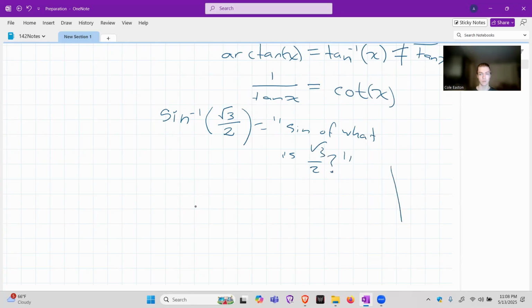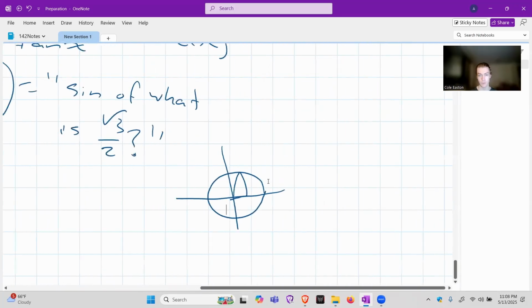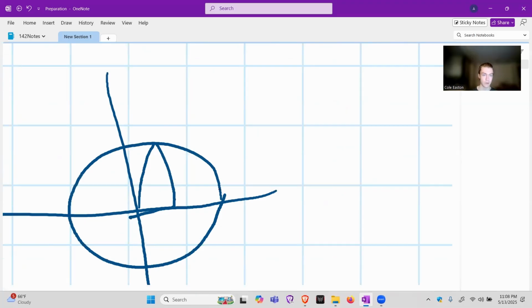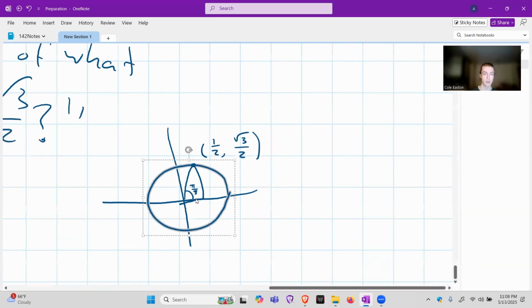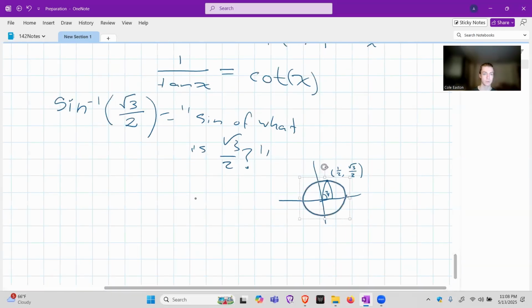Well, let's think about our unit circle here. Ooh, this is a little bit messy. If we have an angle here of, let's zoom in a little bit on this, if we have an angle here of pi over 3, then this point here, the x coordinate is 1/2 and the y coordinate is root 3 over 2. And so the answer to this is going to be pi over 3.